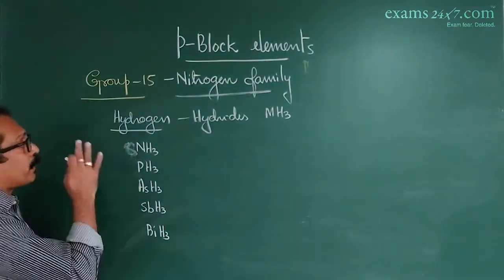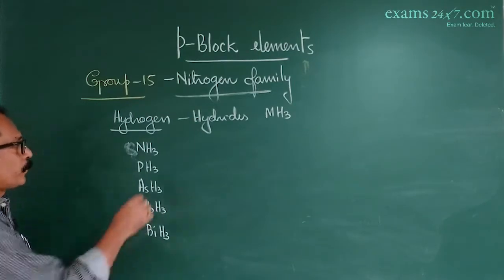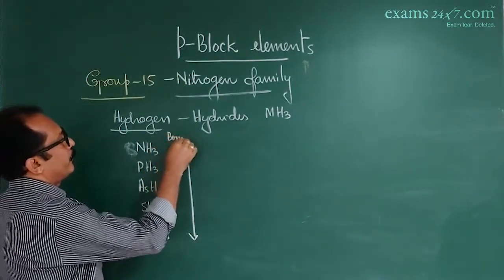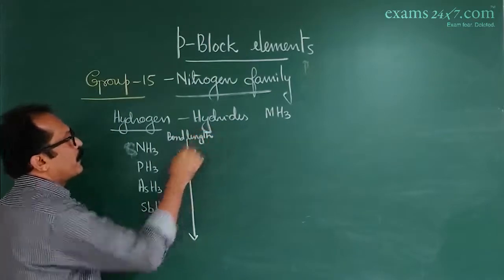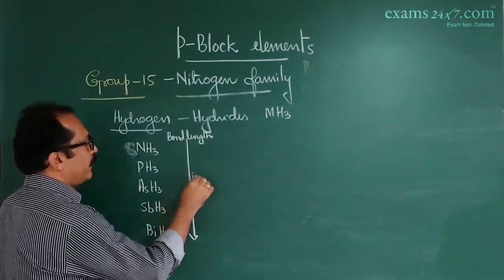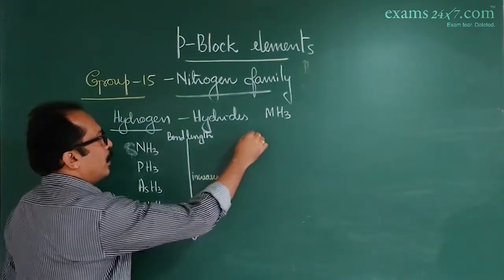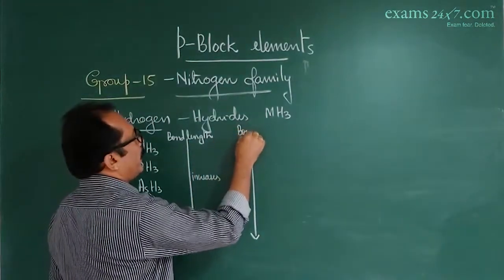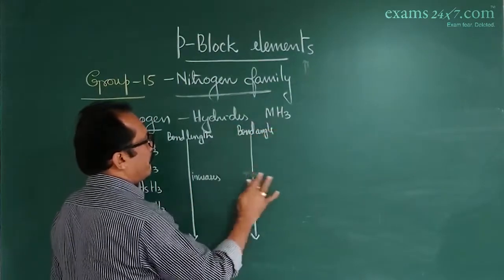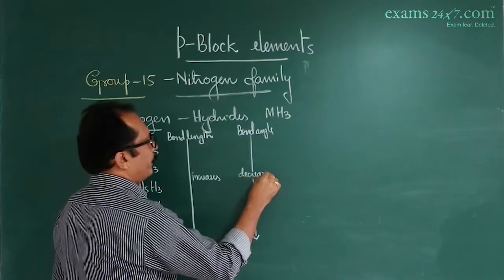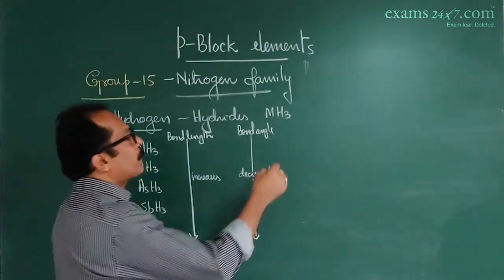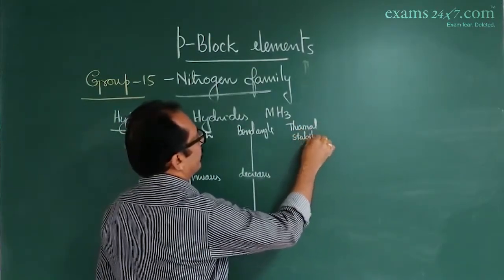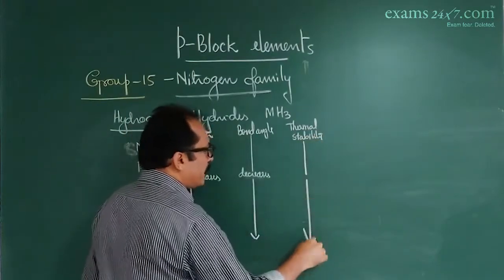Now, the properties of hydrides are very, very important. Down the group, the bond length between nitrogen and hydrogen increases. When bond length increases, bond angle decreases. Bond angle decreases down the group. Now, about the thermal stability: down the group, thermal stability decreases.